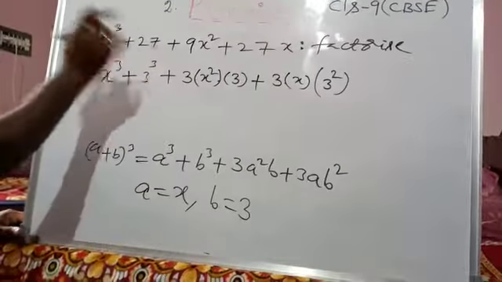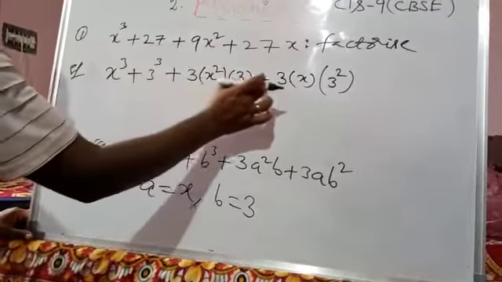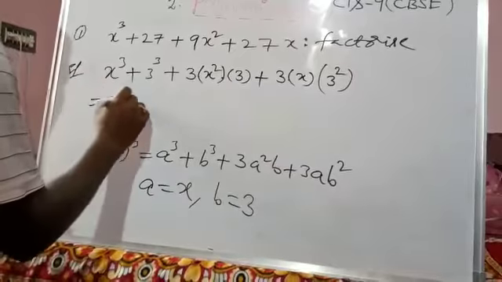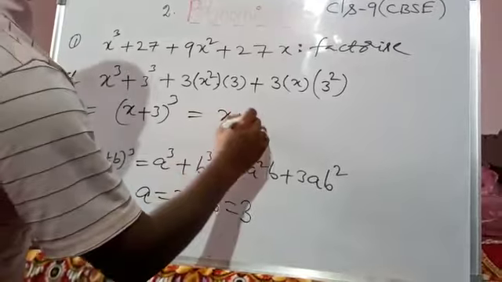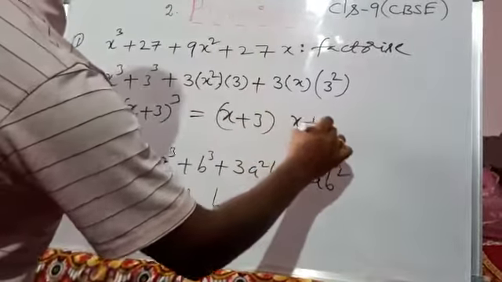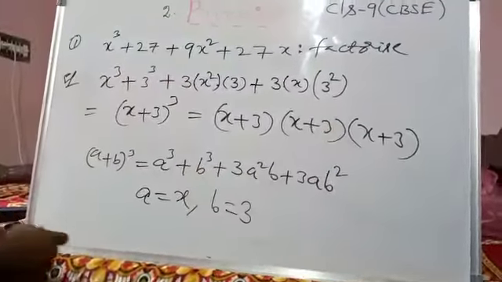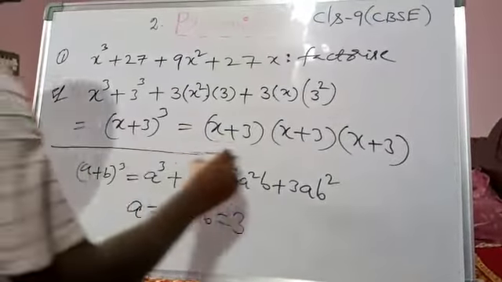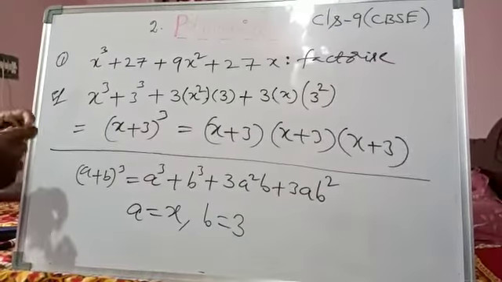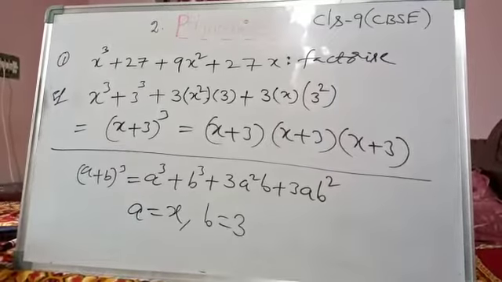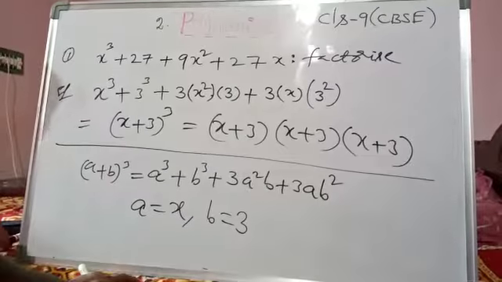So here we can write like this: a cube plus b cube plus 3a square b plus 3ab square. This is the identity, students, that is (a plus b) whole cube. This is equal to what you can write? (x plus 3) and (x plus 3), multiplied 3 times. We have to multiply 3 times. So this is the factorization, students. By following these identities there are so many questions, factorizing cubic polynomials like this.